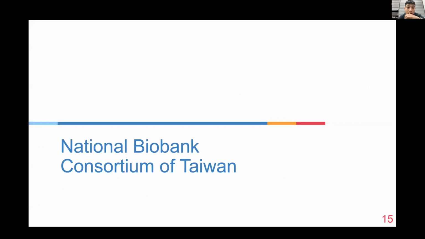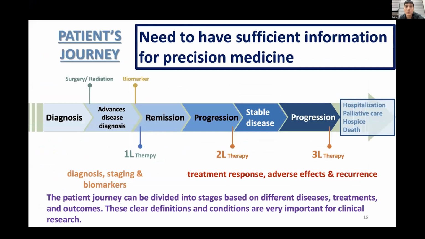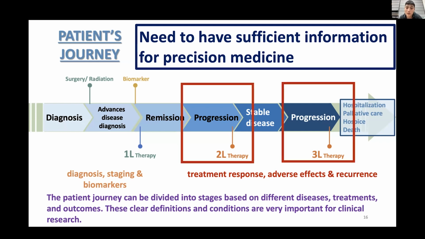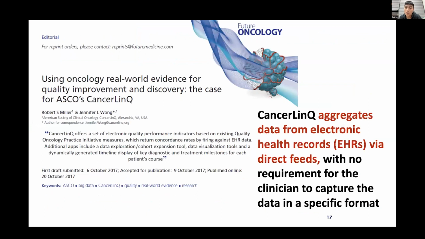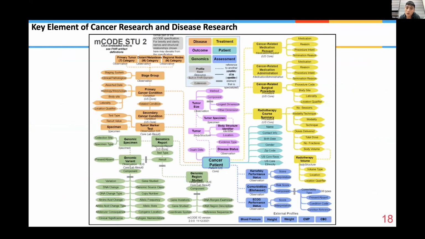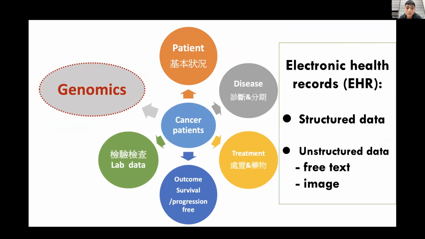Based on this, we also designed for the National Biobank Consortium of Taiwan. We designed the research database, and every data element is based on the patient journey, to gather different levels of data and then exchange them with other people for analysis. In this structure, we aggregate the data from the EHR via direct feed, so there is no need to transfer anymore, and we also follow the M-code structure.